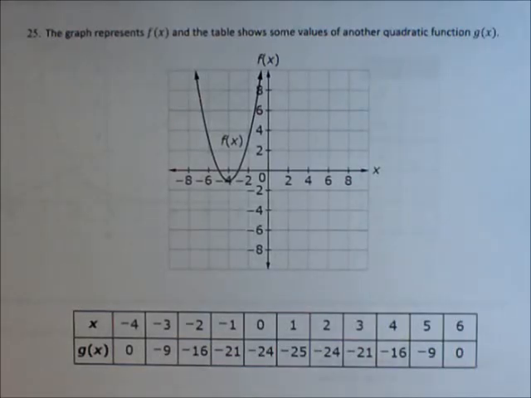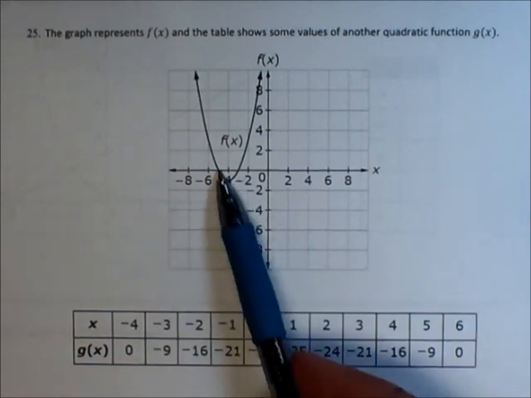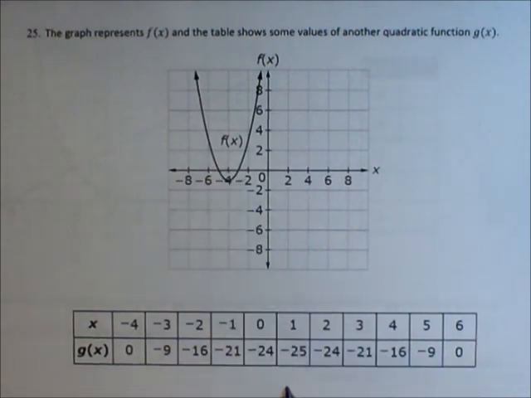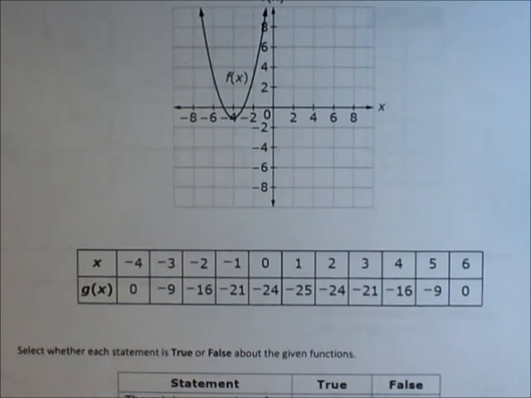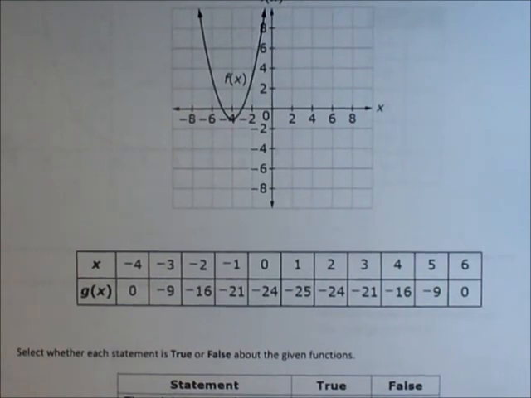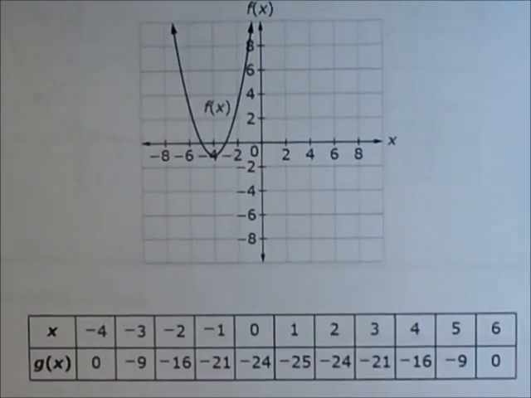Okay, this problem is asking us to compare two functions. It's giving us one f of x in the graph, and it's giving us one g of x in a table. And then it's asking us to select whether each statement is true or false about the functions. Okay, I'm going to zoom in a little bit here.